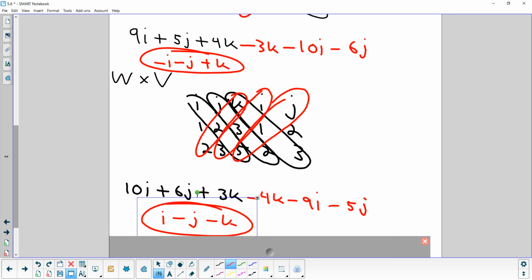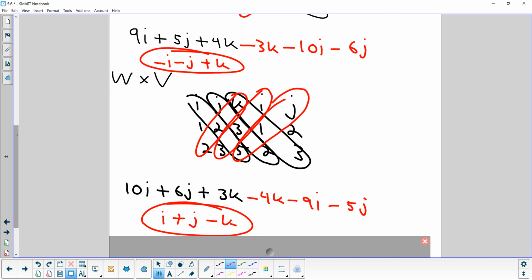Well, first, shouldn't that be a plus j? Yes, thank you. That is a plus j because it's 6 take away 5, which is a plus j. Isn't it the inverse? Yes, it's the opposite. This was a negative i, this is a positive i. This was a negative j, this was a positive j. That was a positive k, that was a negative k. If you switch the sign of every number, that gives you the other one.